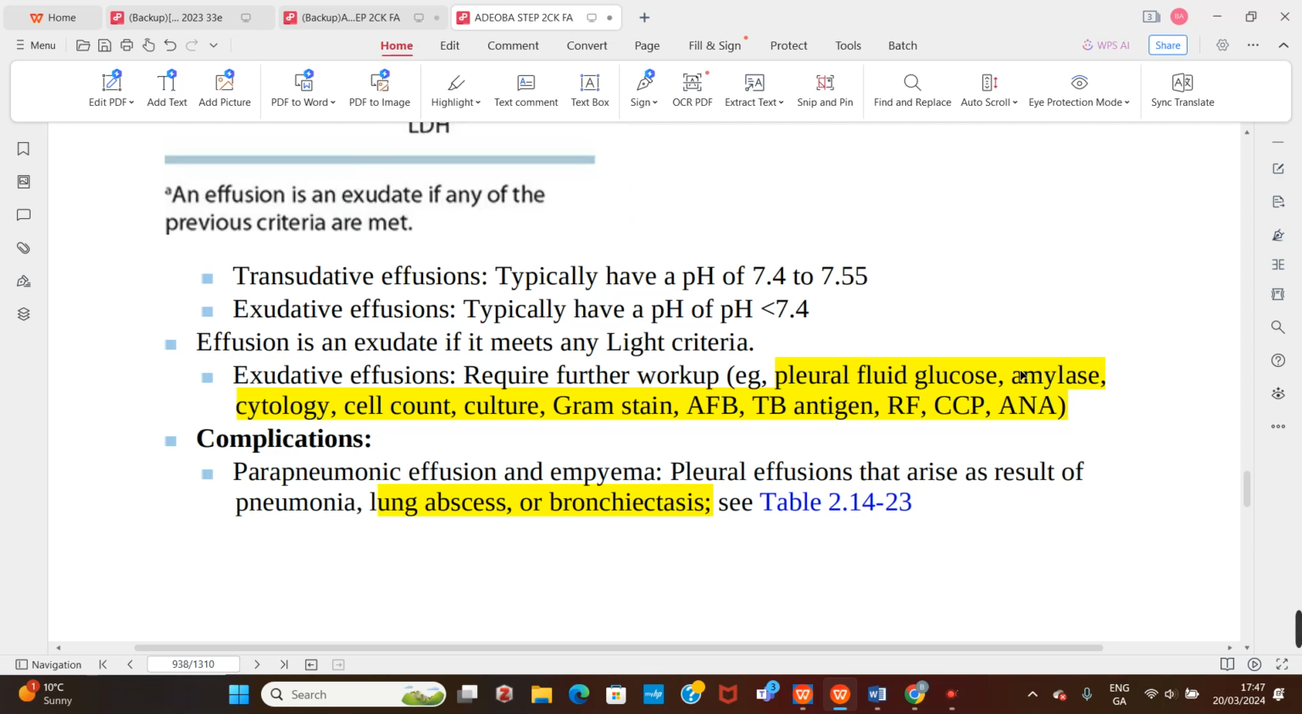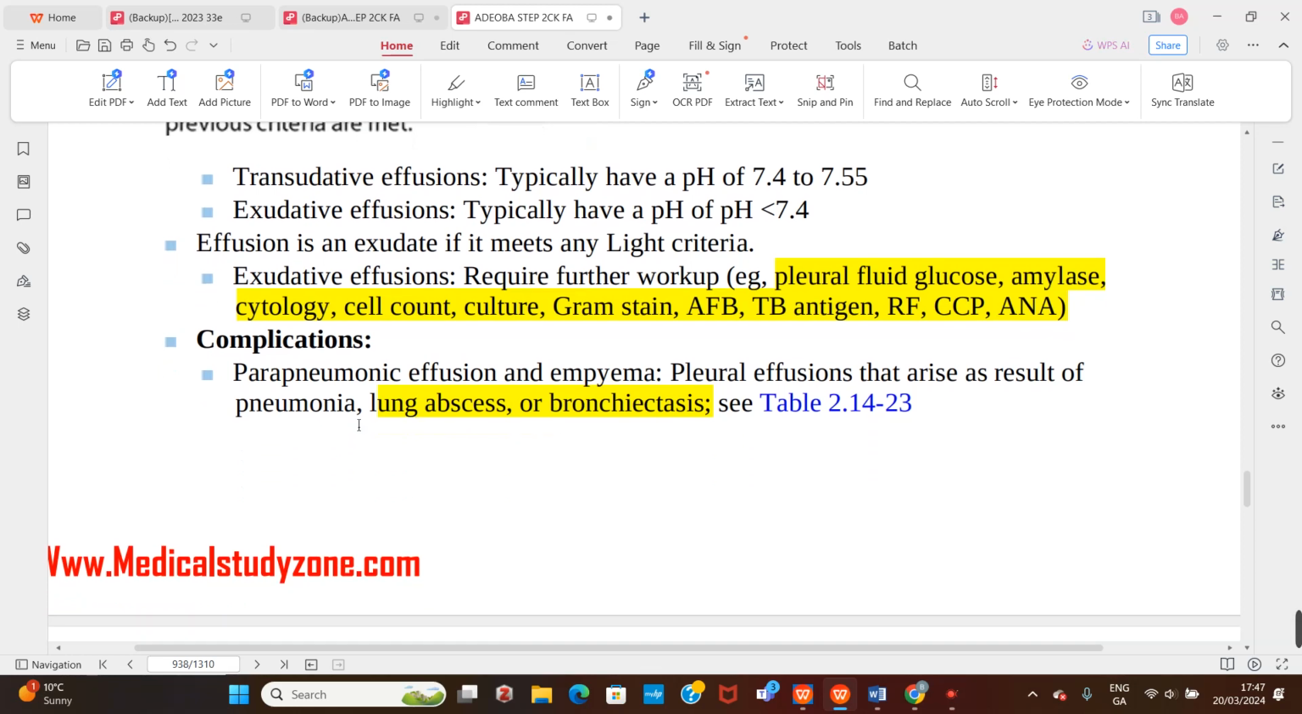Pancreatitis. So start thinking about pancreatitis, cytology, malignancy, cell count, bacterial infection, culture, tuberculosis, pneumonia, gram stain, same thing, AFB, tuberculosis, adenosine deaminase, tuberculosis, tuberculous antigen 2, rheumatoid factor for rheumatoid arthritis, CCP for rheumatoid arthritis, and now for SLE. So there are some complications that we also need to know, like parapneumonic effusion and empyema.